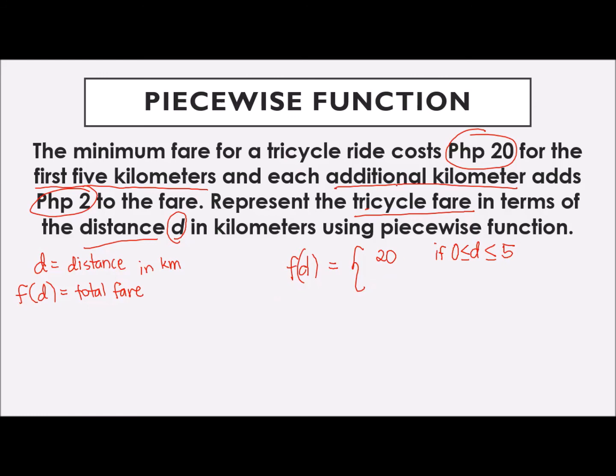Next, dun tayo sa additional kilometer. Padaliin natin. Halimbawa, meron tayong 7 kilometers. So, si 7 kilometers ay binubuo ng 5 kilometers at saka 2 kilometers. Bakit ko ginanyan? Kasi first 5 kilometers eh. So, ito yung 5 na yon. Na ang presyo daw ay 20 pesos. Tapos, itong additional na to, so this is your additional. Ang presyo daw niyan ay 2 pesos.